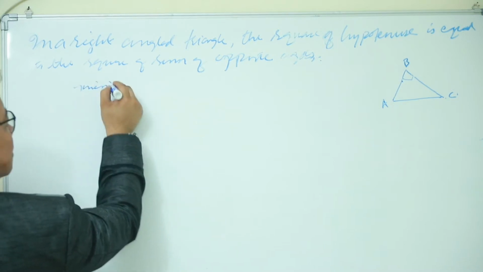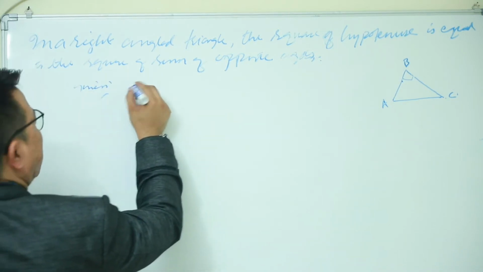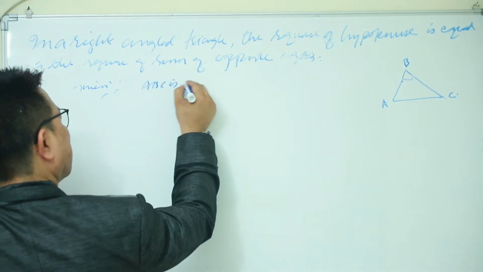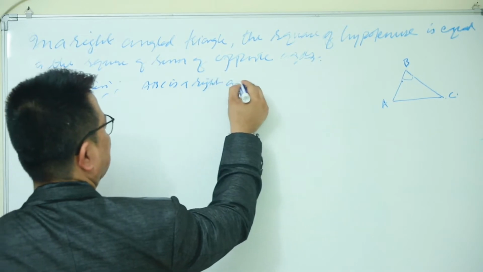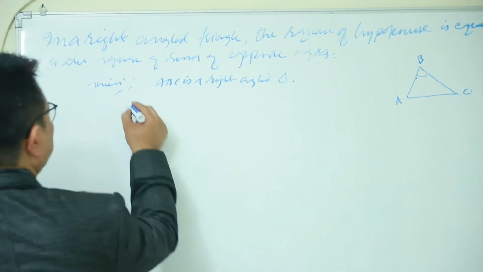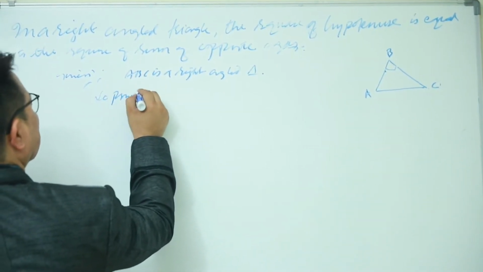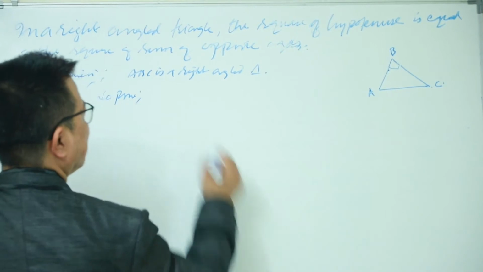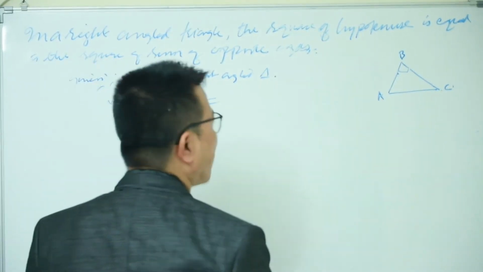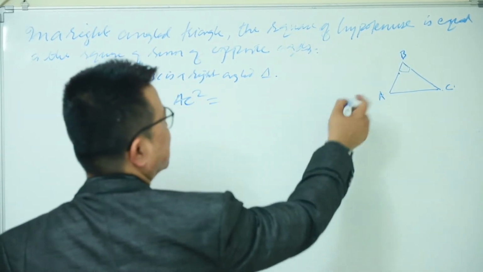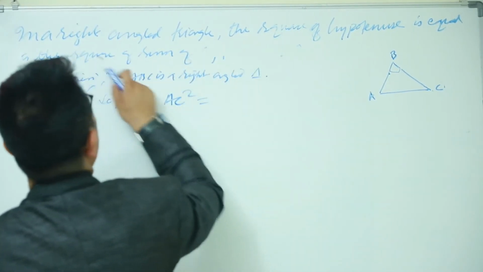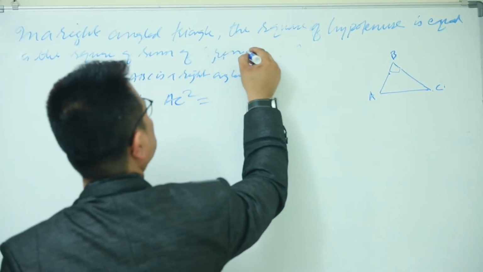Given: ABC is a right angled triangle. To prove: the square of the hypotenuse, that means AC whole square, is equal to the sum of the squares of the remaining two sides.